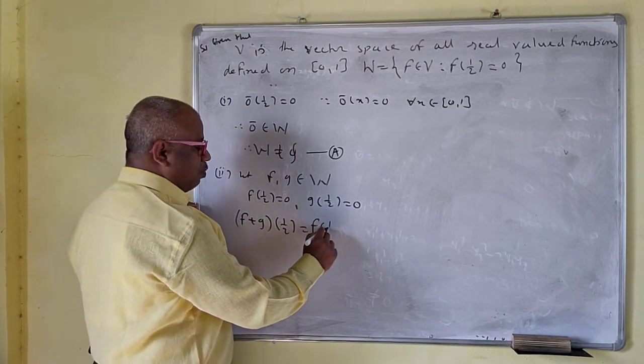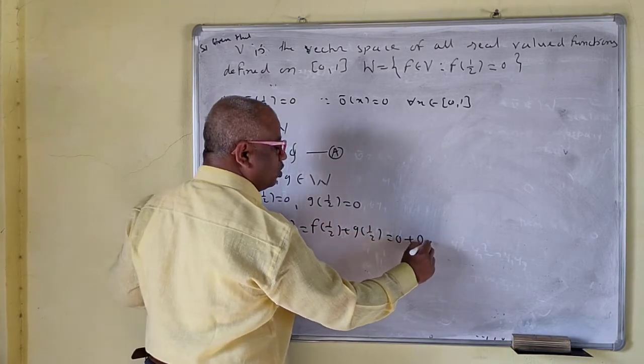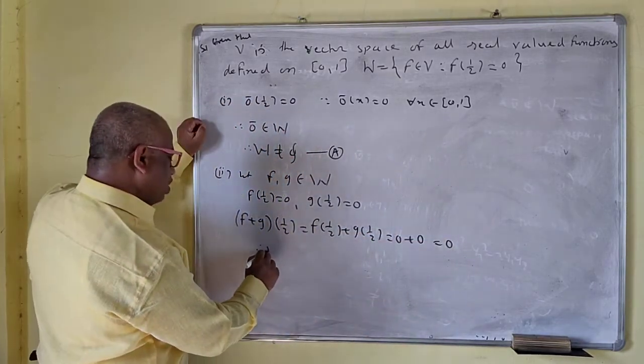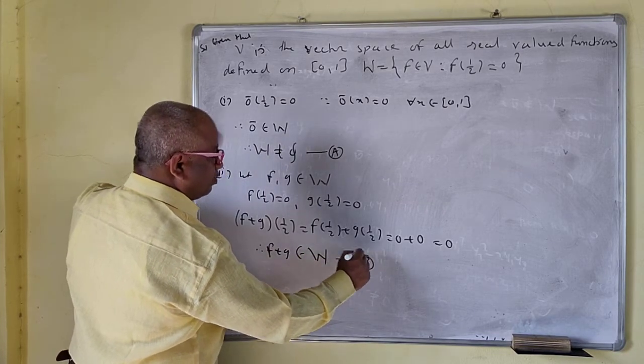Okay, so this is F of half plus G of half. This is 0 plus 0, which is 0. So therefore F plus G belongs to W. We call this B.